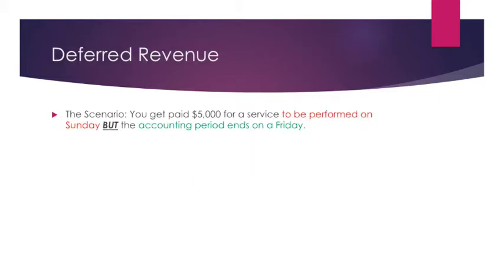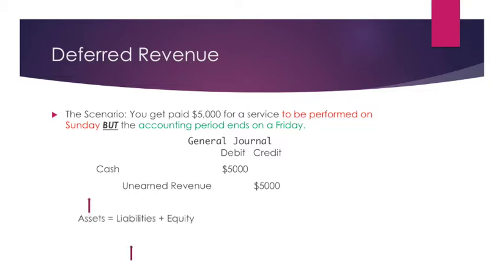The first scenario we have is a deferred revenue. Say that you get paid $5,000 for a service to be performed on Sunday, but the accounting period ends on a Thursday. In order to record this in the general journal, you simply debit cash and credit unearned revenue, increasing both your assets and liabilities as shown.